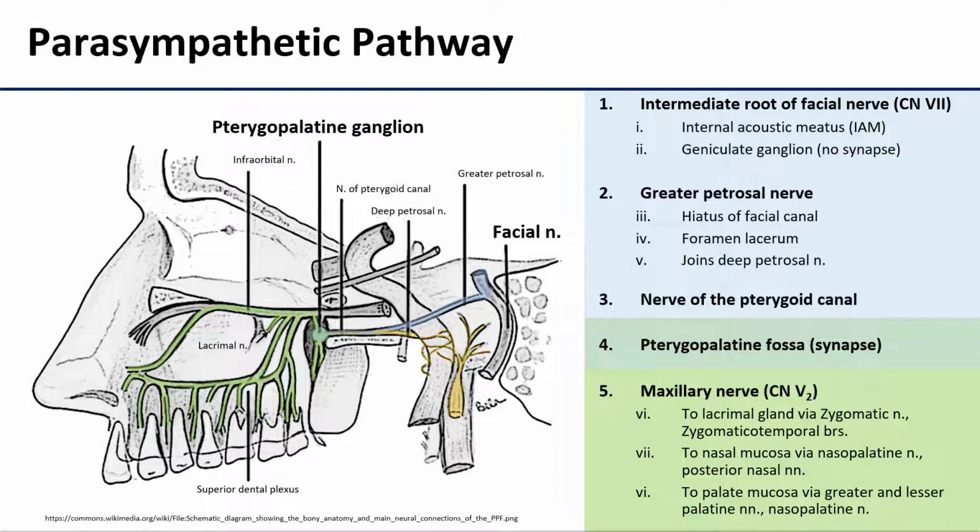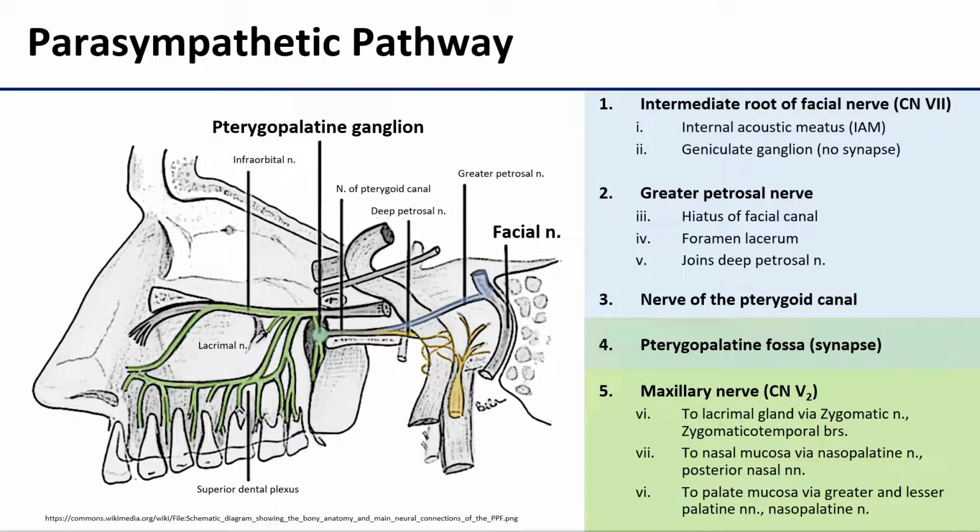Now, we discussed the lacrimal gland in a previous video, but it's worth repeating here that these axons will travel along the zygomatic nerve and the zygomaticotemporal branches of that nerve. And they might either go directly to the lacrimal gland from there, or they might take an extra jump over to the lacrimal branch of the ophthalmic nerve first.